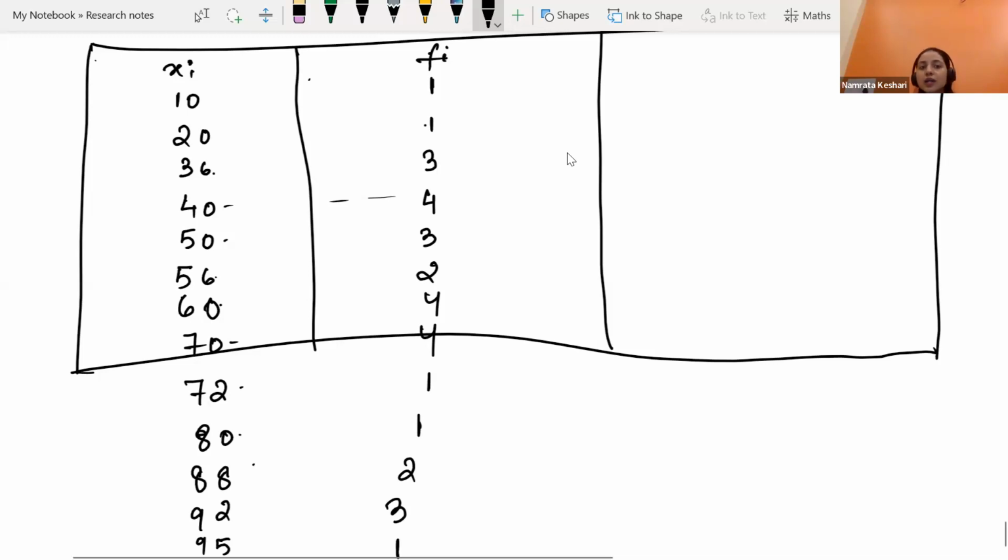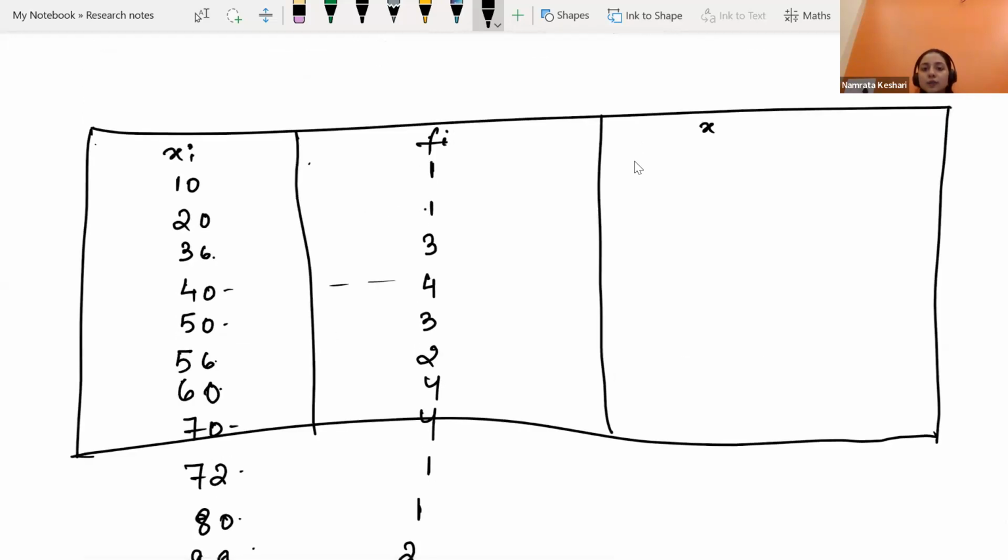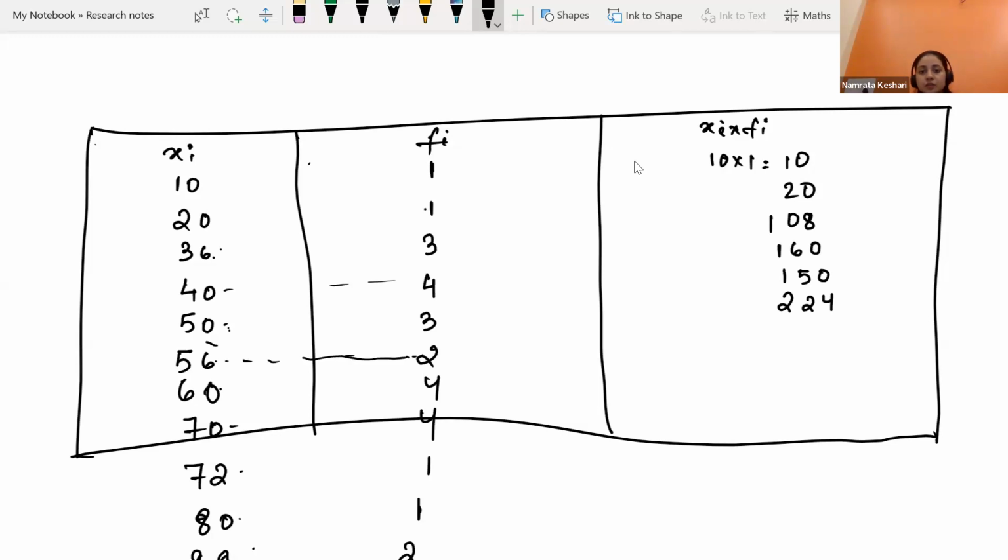These are the frequencies. Now I told you that we'll be finding xi into fi. All 10s together, there is only one 10 in this particular scenario, but all 10s together, 10 into 1 is giving us 10. 20 into 1, just 20. 36 into 3, 108. Then 160, 150, 224. Wait, 50 3 times is 150. 56 into 2, right? 112.